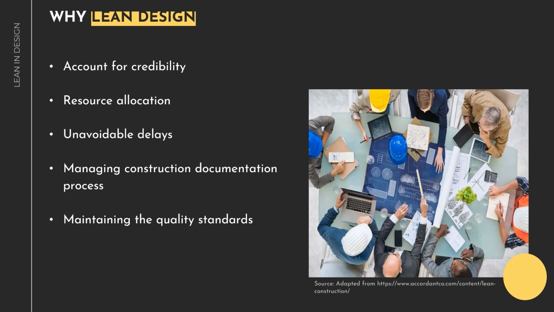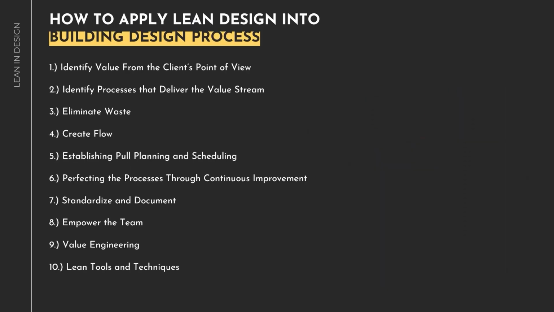So the last one, how it maintains the quality standards. It does so by early problem identification, clear communication, and by testing and prototyping. So basically what I mean by testing and prototyping is that Lean design verifies design concepts and allows for adjustments to be made before the construction begins.